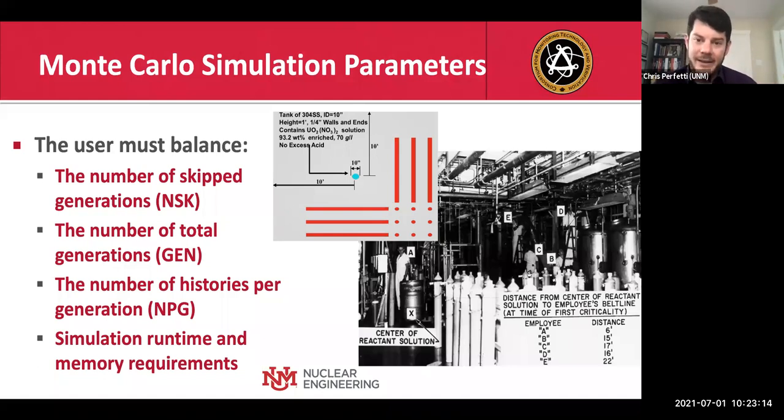So you have to start with a guess. And this guess, based on just how it samples the geometry, will put a lot more neutrons in these pipes than in this small little drum. So here we have some parameters to play with: the number of skipped generations, NSK, the number of total generations, Gen, and the number of histories per generation. And we'll look at how changing these values affects our fission source convergence and how it can lead to hidden biases in our results.